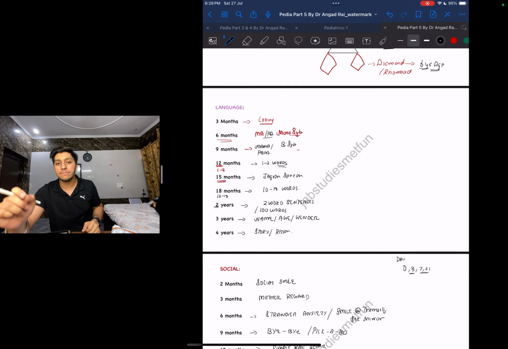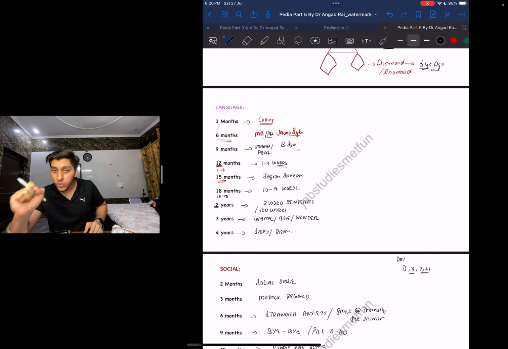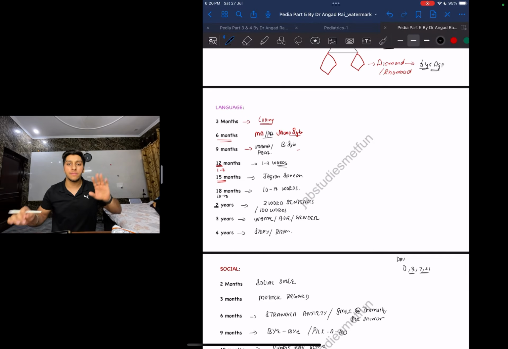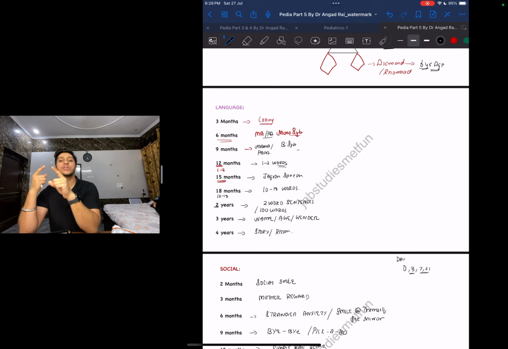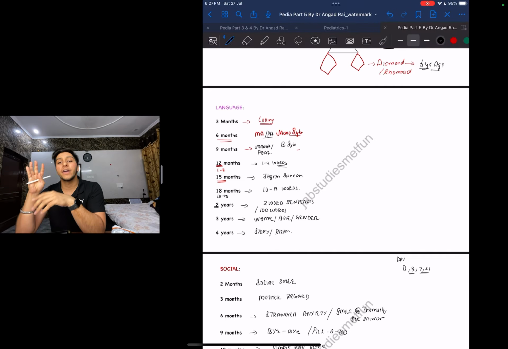Okay, by 18 months, again split 18, they will be able to speak 10 to 18 words. By 2 years, 2-word sentences or 100 words. By 3 years, the baby will be able to distinguish these 3 things: name, gender, and age. They will know what's your name, how old are you, how old am I, whether I am a boy or a girl, like that. Okay, by 4 years, they will be able to say a story or a rhyme. Okay, that is your language.